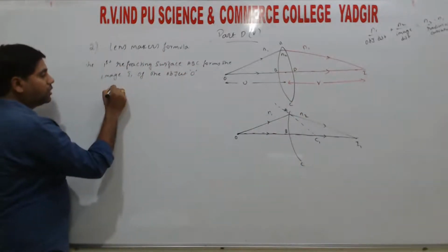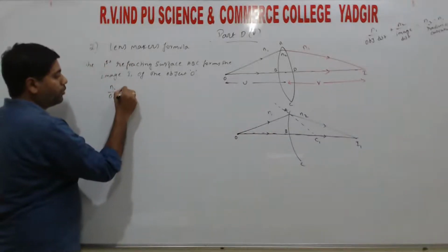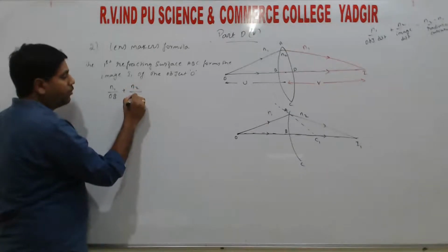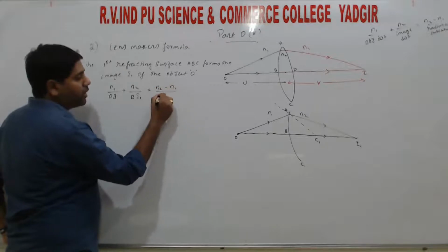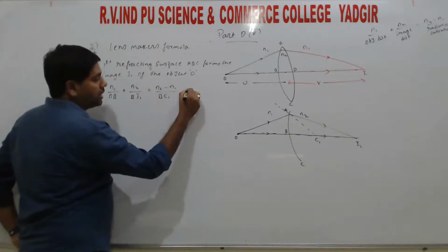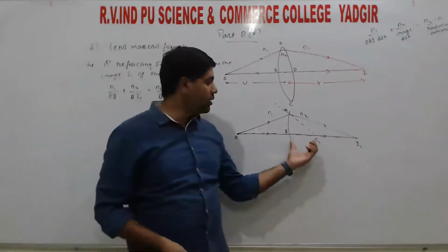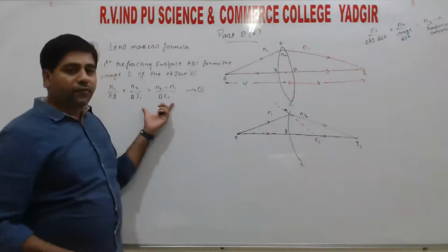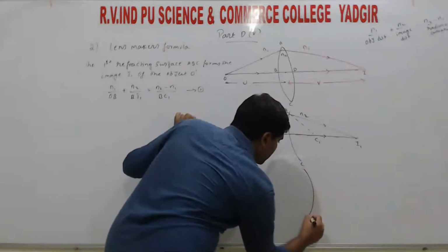So n1 divided by object distance, that is OB, plus n2 divided by image distance, BI1, that is equals to n2 minus n1 divided by BC1, that is the radius of curvature, right? So this is for the first refracting surface. Now consider the second refracting surface.